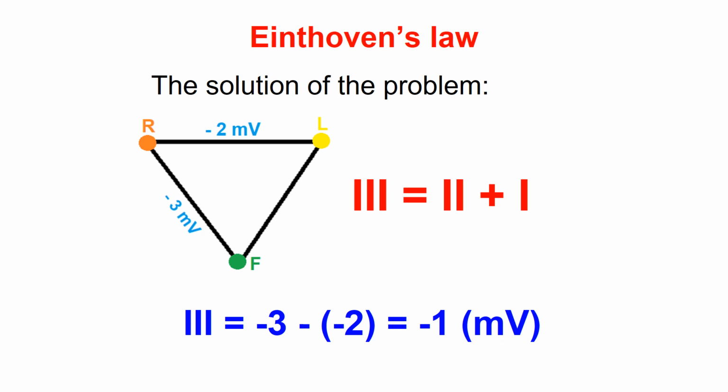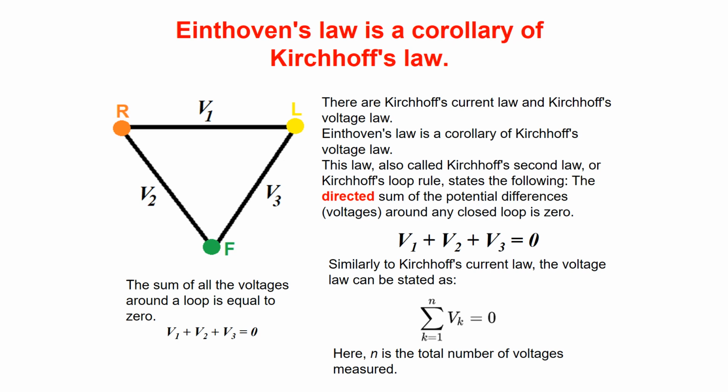Solution. Lead 3 equals lead 2 plus lead 1. Lead 3 equals minus 3 minus minus 2 equals minus 1 mV. Answer, minus 1 mV.